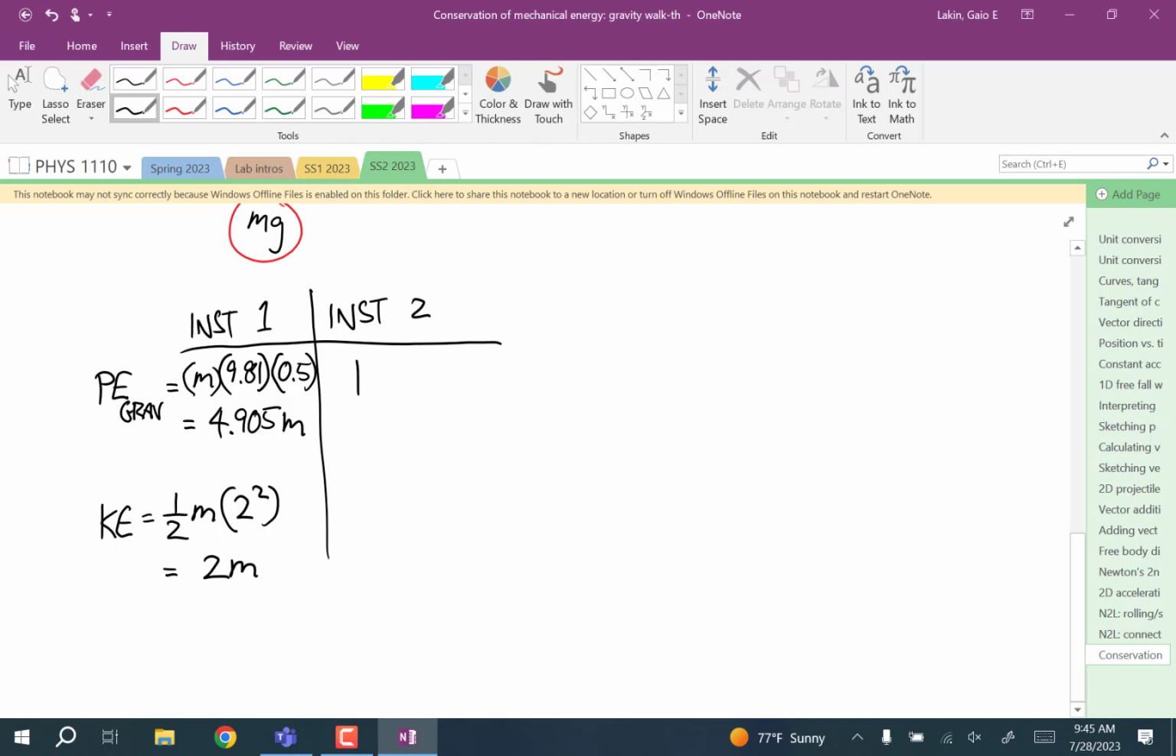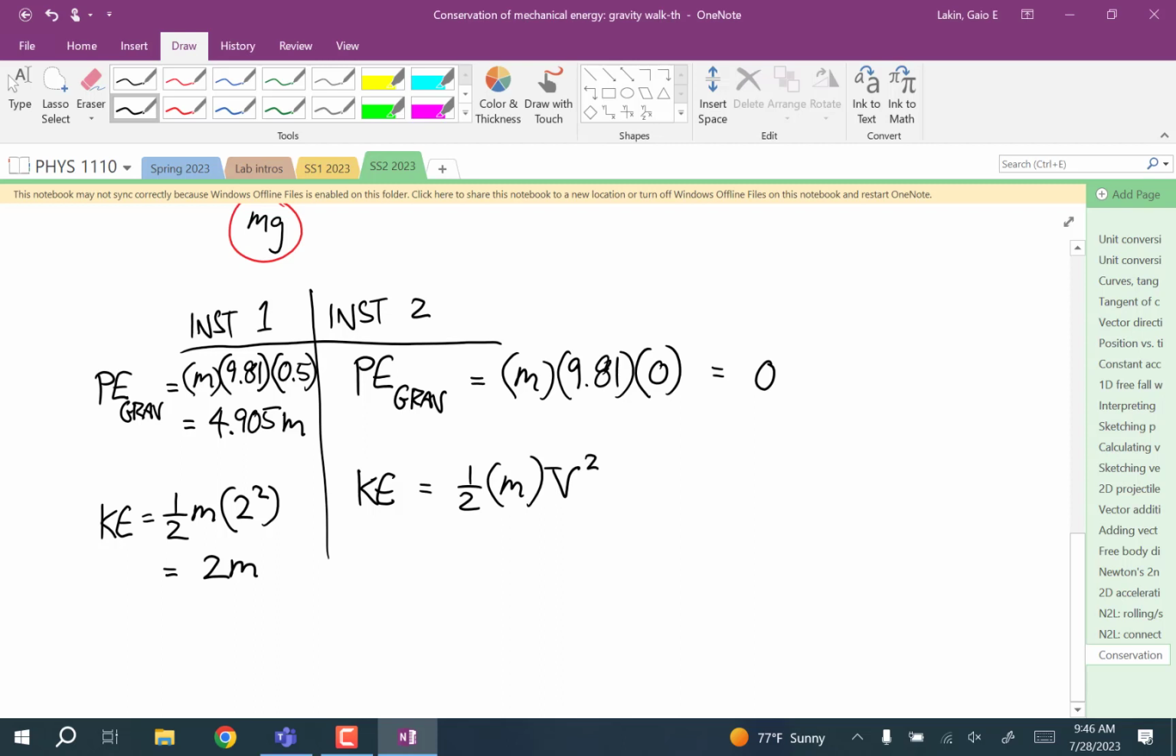Now at the bottom of the ramp, our gravitational potential energy is the mass again, times 9.81 again, times the height, but at the bottom of the ramp, the height is 0, so this all comes out to be 0. And finally, the kinetic energy at the bottom of the ramp is going to be 1/2 times the mass times the speed squared. That capital V is the speed at the bottom. So we can just write this as 1/2 mv squared.